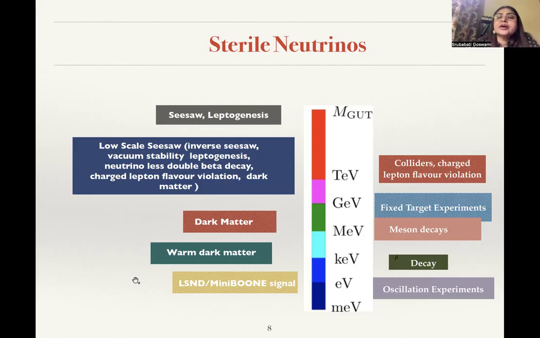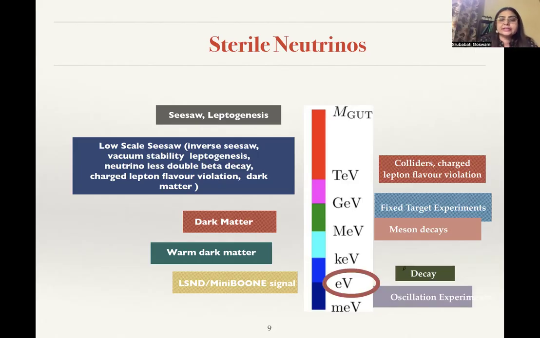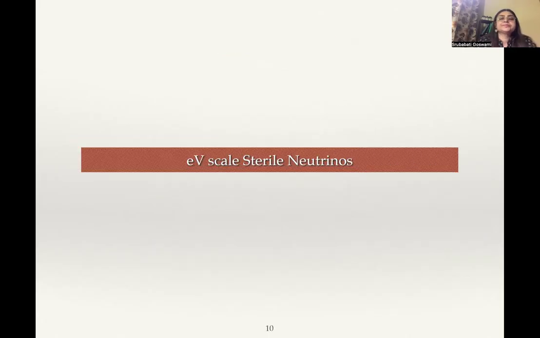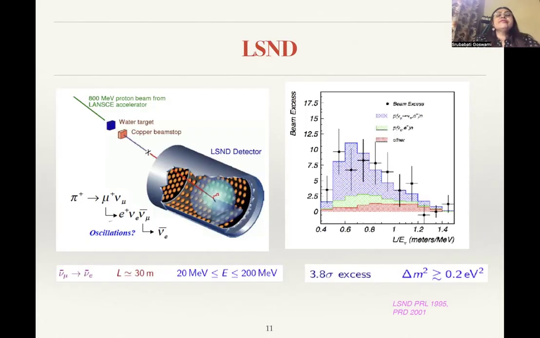So this covers a vast energy scale and rich physics. Sterile neutrinos contribute to the physics at all energy scales. However, in this talk, I will mainly concentrate on the eV scale sterile neutrinos. The first hint for an eV scale sterile neutrino came from the LSND experiment in the US.